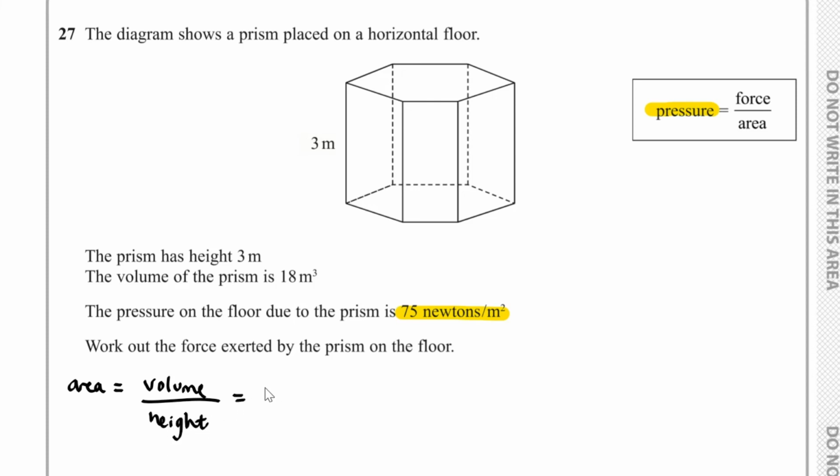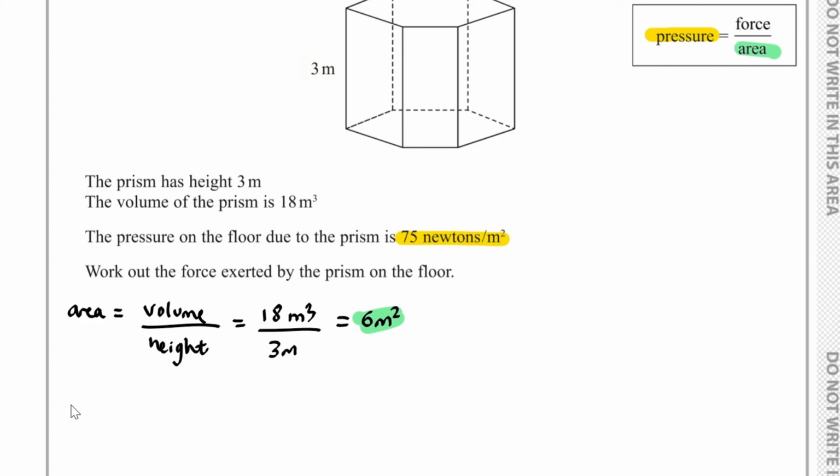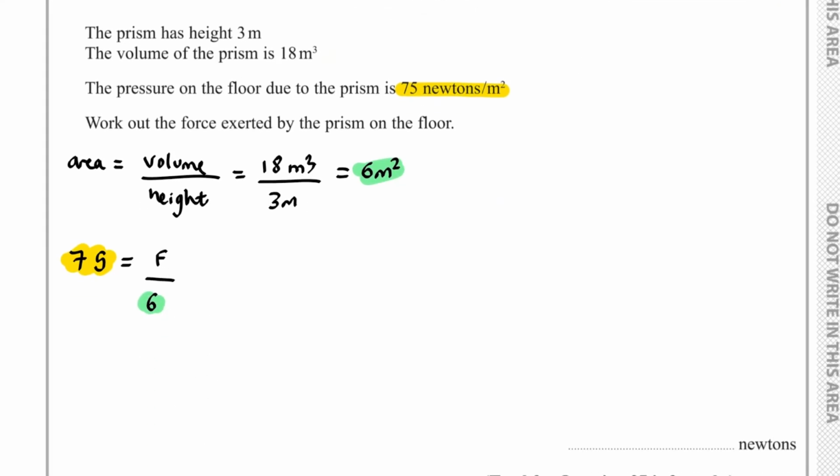So the volume here, that's 18 meters cubed. The height over here is 3 meters, so here we get 6 meters squared as our area. So this over here is our area, and we need to work out the force. So we've got the pressure, 75, and this is equal to the force, we'll call that F, divided by the area, which is 6, and we need to rearrange for the force. So force is equal to 75 times 6, which is equal to 450 newtons.